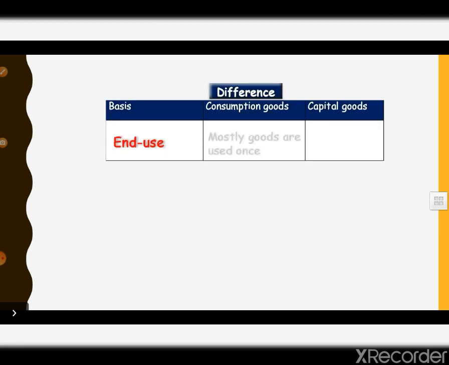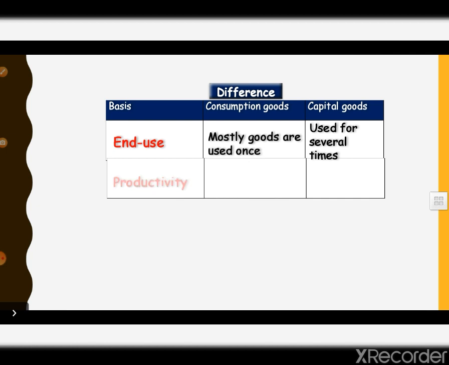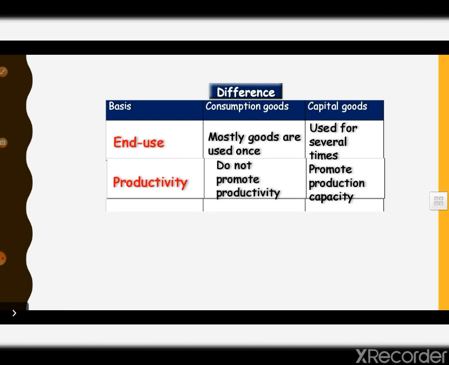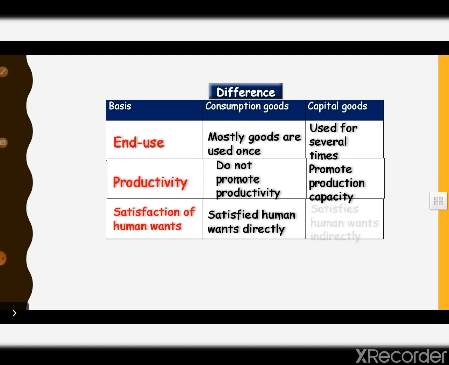Now we shall learn about the difference between consumer goods and capital goods. You can go through this by yourselves. It's pretty easy. Basically end use, and then productivity. Consumption goods do not promote productivity, but capital goods promote production capacity, because when you produce more capital goods in the economy, then automatically your production increases.